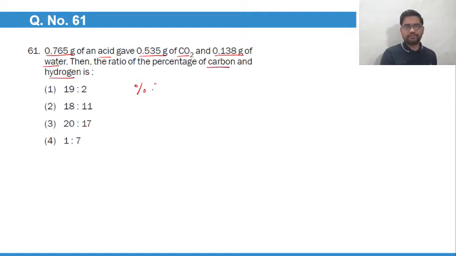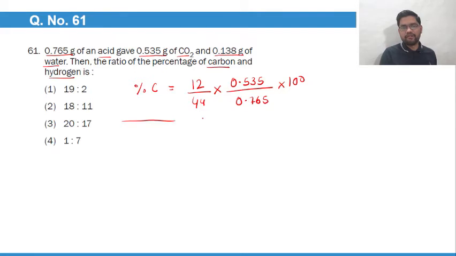So percentage of carbon can be calculated as 12, that is molecular weight, whole divided by molecular weight of CO2, that is 44, into weight of CO2 is 0.535. Weight of CO2 is what? 0.535 into total weight. Weight of an acid is how much? 0.765 into 100.